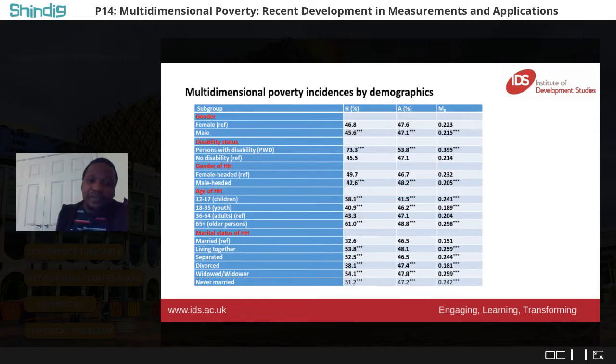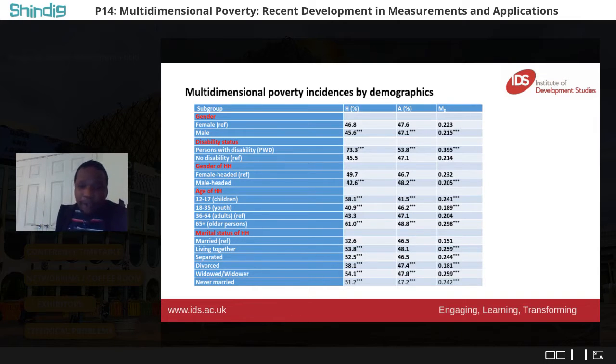And then in line with the Leave No One Behind principle that calls for data disaggregation, I disaggregated the analysis into different subgroups of the population: gender, disability status, and so forth. If you look at disability status, for example, you see very wide variation in poverty levels, with persons with disability having higher levels of incidence, intensity, and also a higher MPI index. And in terms of gender, even though the disparities are not that wide, they are significant, with females having higher poverty incidences than their male counterparts.